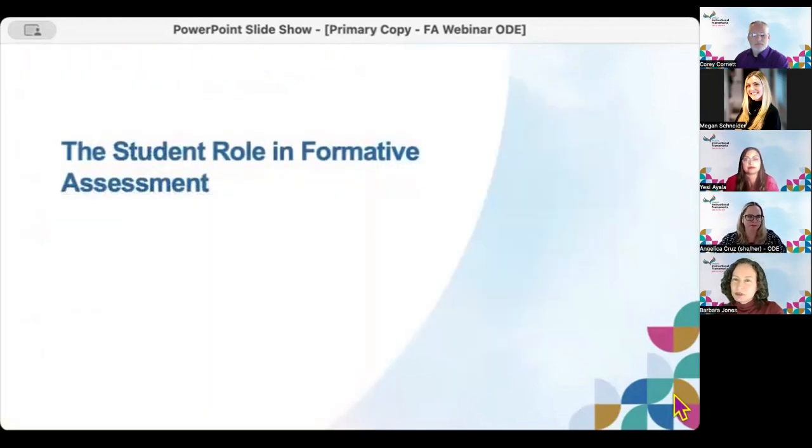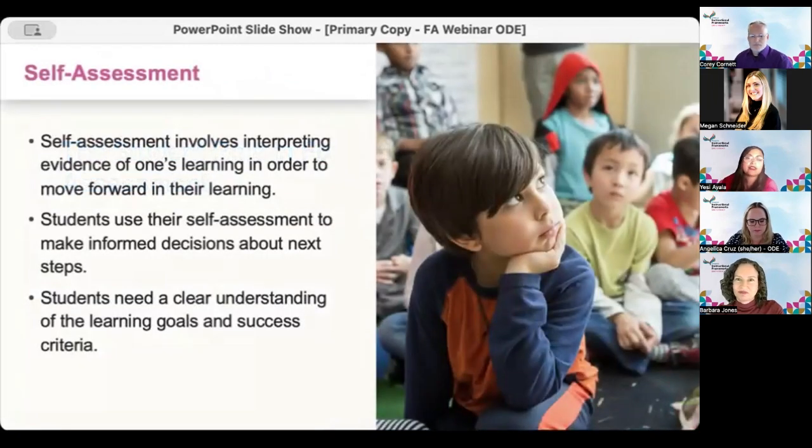All right, so next we're going to be talking about the student role and what that looks like, with a particular focus on self-assessment and peer feedback.